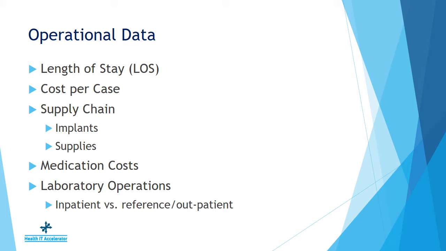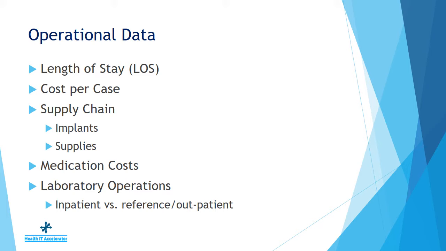Cost per case is pretty obvious. I might want to look at a typical case, and this could be a surgical case or a medical case. So in a surgical case, it could be the cost per case of total hip replacement. A medical case would be the average cost per case of treating a patient with decompensated congestive heart failure.